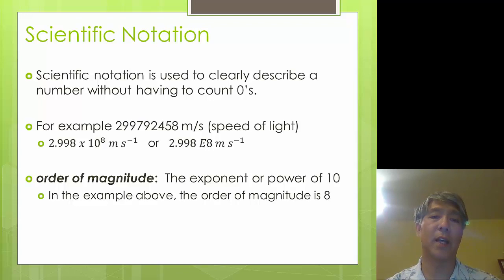Or what I'll usually express it as is 3.0 times 10 to the 8th. It's really, really close to 3.0. I will also express it in E notation, which instead of saying times 10 to the 8th, I'll simply say E8. So 2.998 E8 is the same number as 2.998 times 10 to the 8th meters per second. That 8 is important because that 8 represents the order of magnitude, or basically the power of 10 for that number. So in the example for the speed of light, the order of magnitude is 8, and we'll talk about that a little bit later in this presentation.